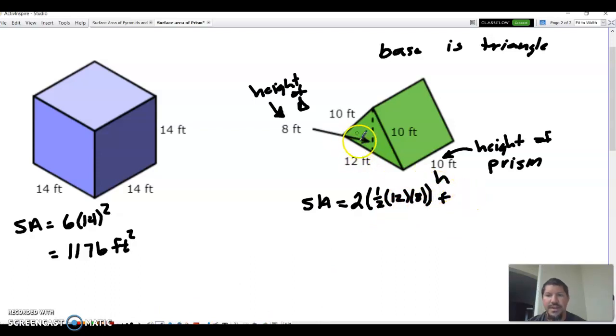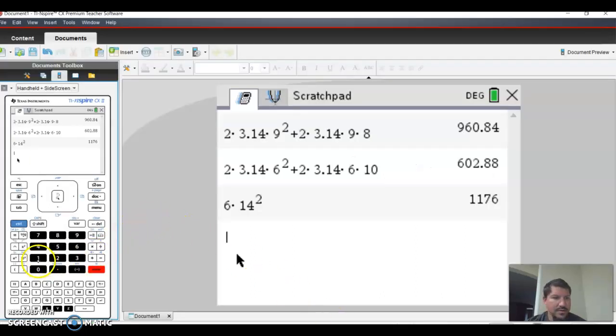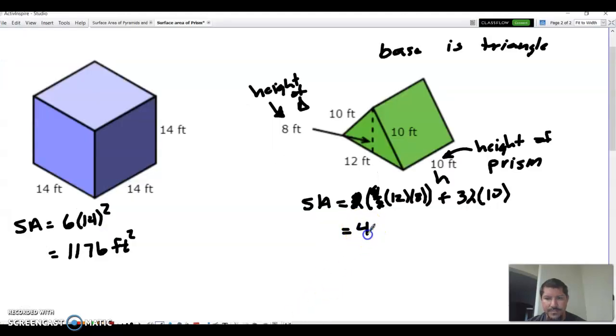Plus the perimeter of the base, 10 and 10 is 20 and 12 is 32, times the height of the prism, which is 10. Alright, so first thing I would do in this instance is this 2 and this half cancel each other out. So it's really 12 times 8 plus 32 times 10. Alright, so 12 times 8 plus 32 times 10, which is going to give me 416 feet squared.